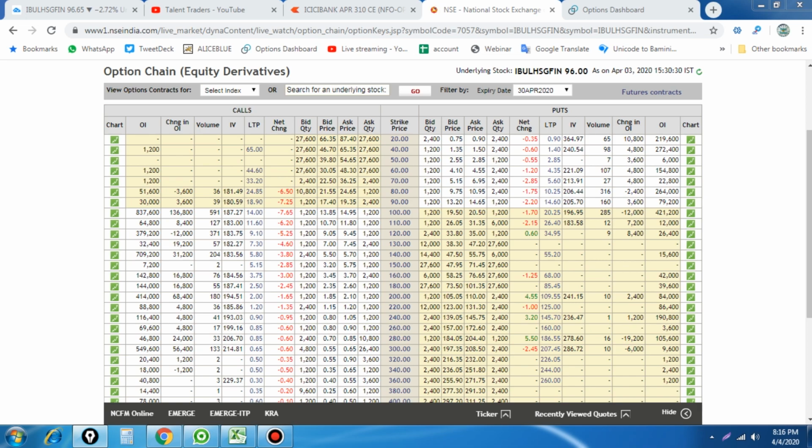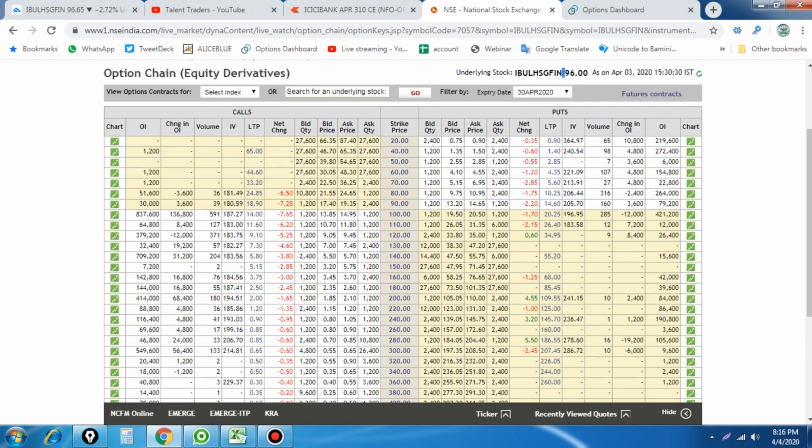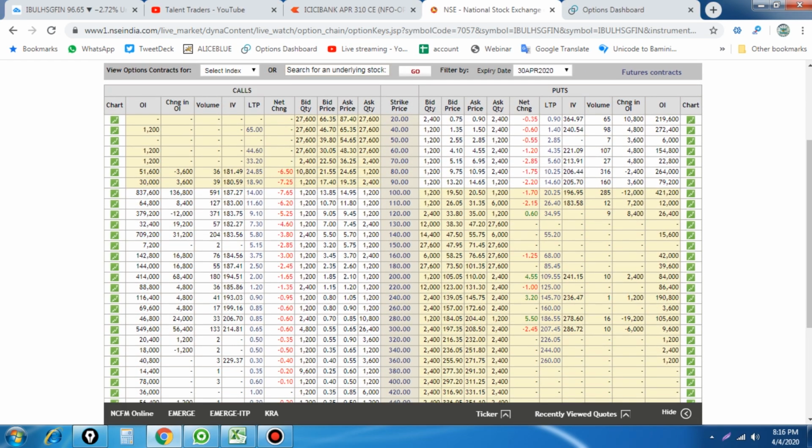Here is the option chain of 90. The current market price is trading around 94, so 96 is the current market price. So which will we take, the 90 or 95 call option, 100 or 90? Both the values we can take for a study case.